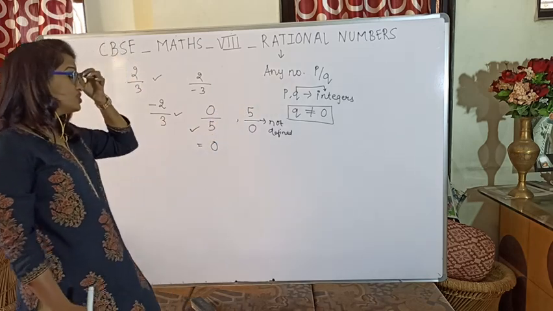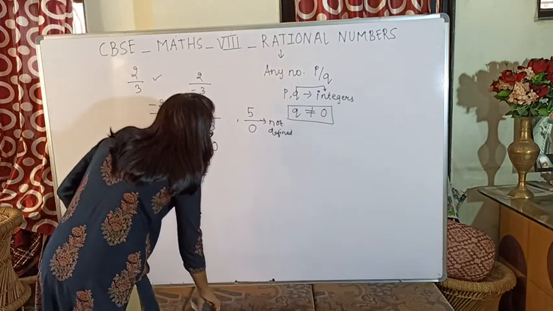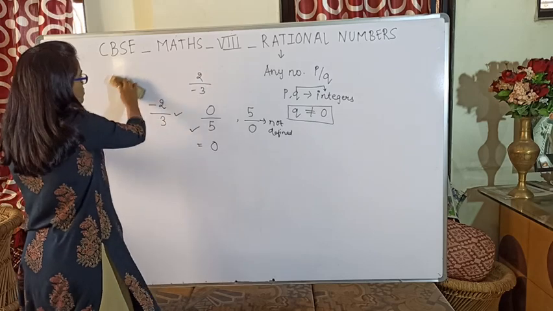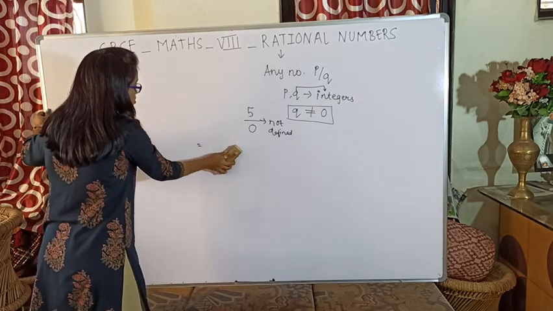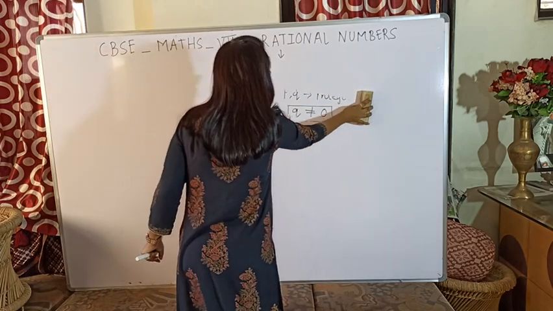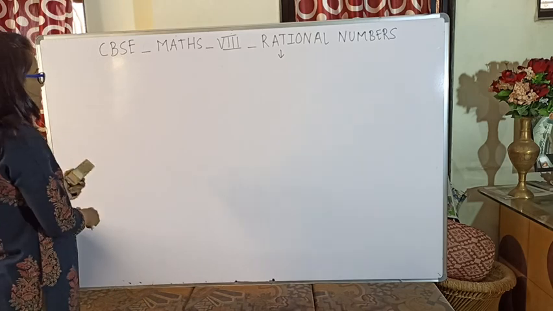Okay, so I hope you understood what is the definition of a rational number, where P and Q are integers and Q cannot be equal to 0. Now let us see how to represent these numbers on the number line. You already know how to represent natural numbers, you already know how to represent integers on the number line. Let us see how to represent the rational numbers.